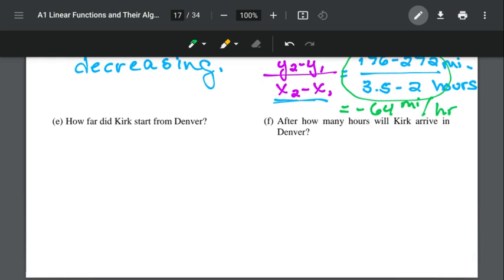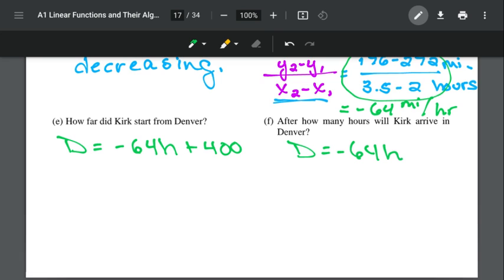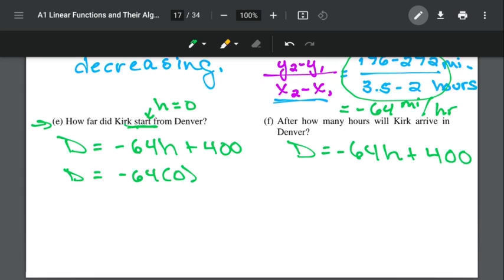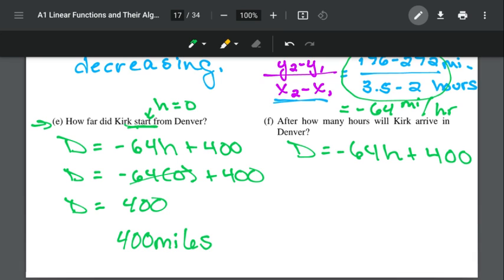Okay, last 2, again, we're going to use our equation from above, so I'm just going to rewrite it here. D equals negative 64h plus 400. Okay, so part C. How far did he start from Denver? So when you start, your time is 0. So I'm going to plug a 0 in for the hours. D equals negative 64 times 0 plus 400. So when you put that in your calculator, that cancels out. That's our y-intercept. That's our beginning number. So he started 400 miles from Denver. It's pretty far away.